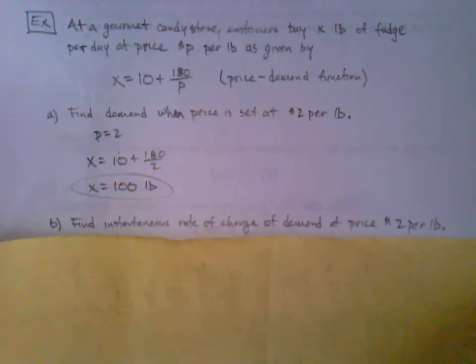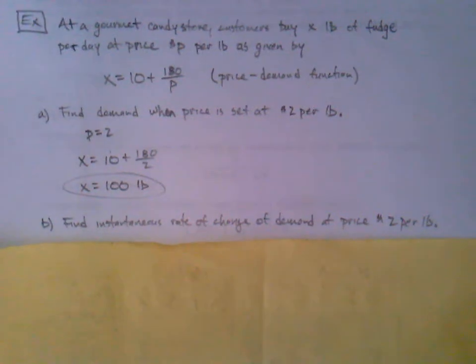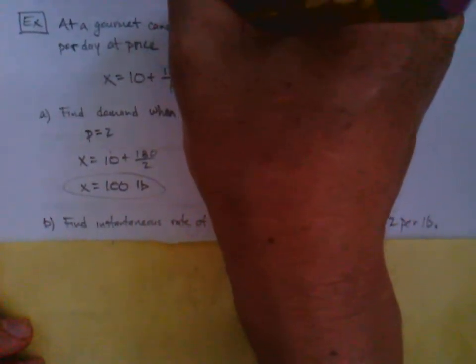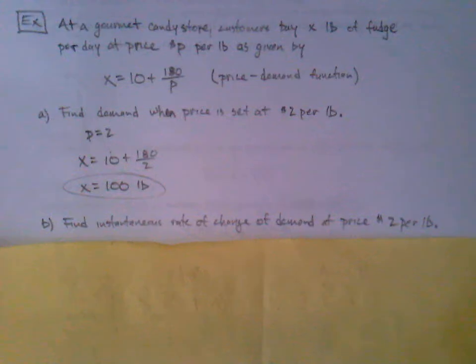Here we go. Find the instantaneous rate of change of demand at price $2 per pound. Now we're talking about the derivative. The instantaneous rate of change. So we're saying, okay, let's say we set the price at $2, but we're wondering, is that the best? If we're running this candy store, we want to sell the most fudge we can, or, well, I should say, we want to make the most money we can, typically.